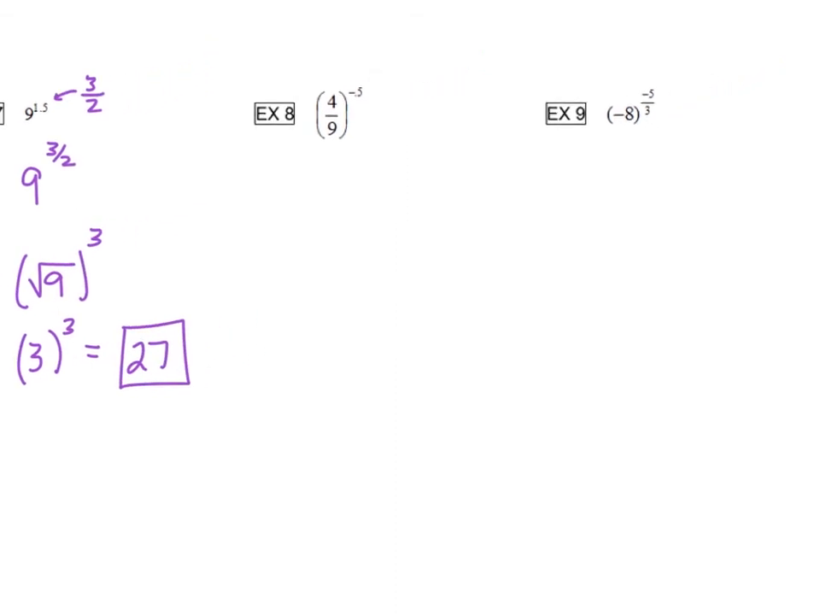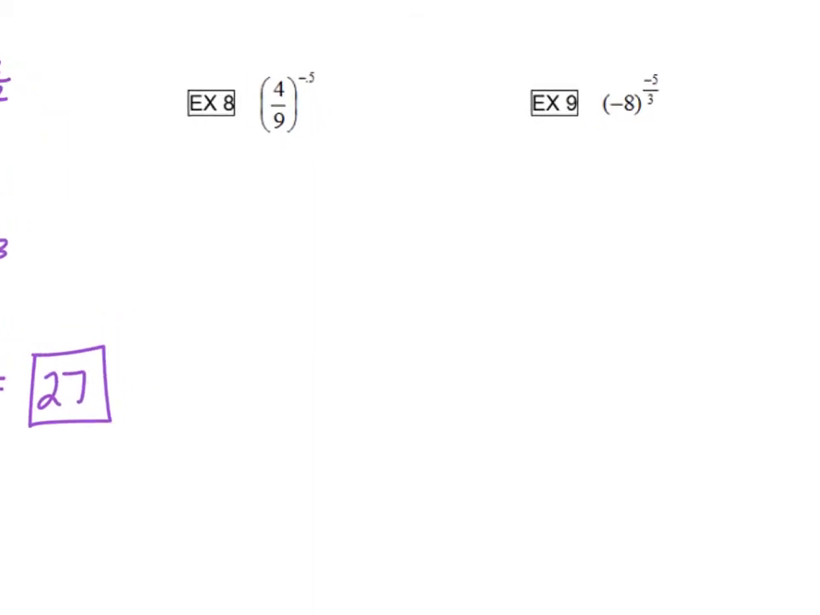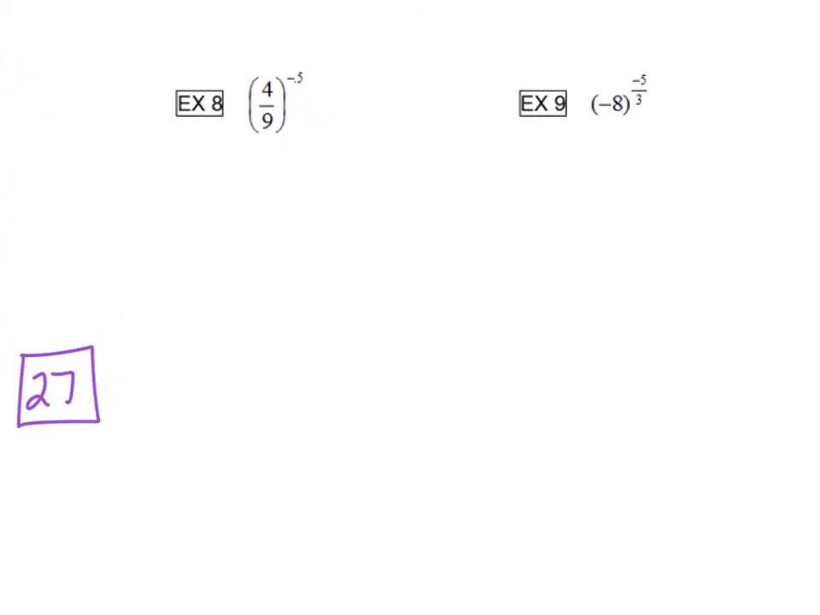All right, example 8, we have a negative 0.5 power. So again, let's think of that in fraction form. That is a negative 1/2 exponent. Now, here's a little shortcut.